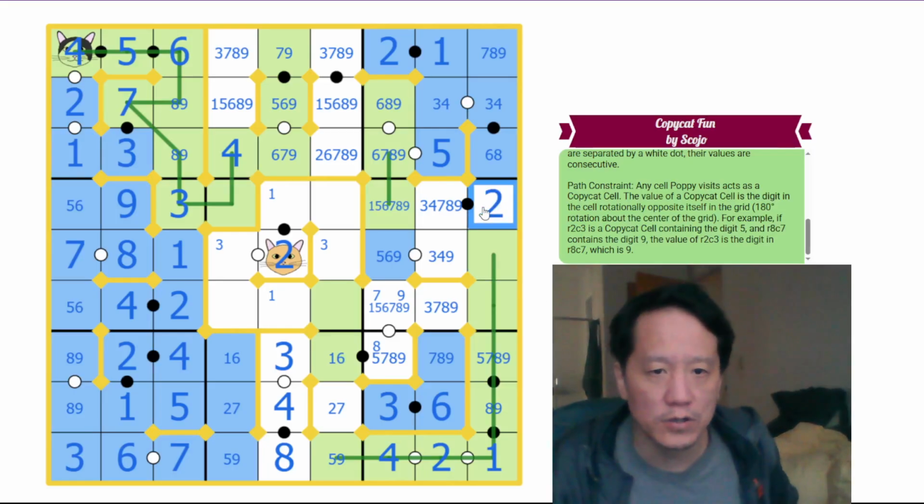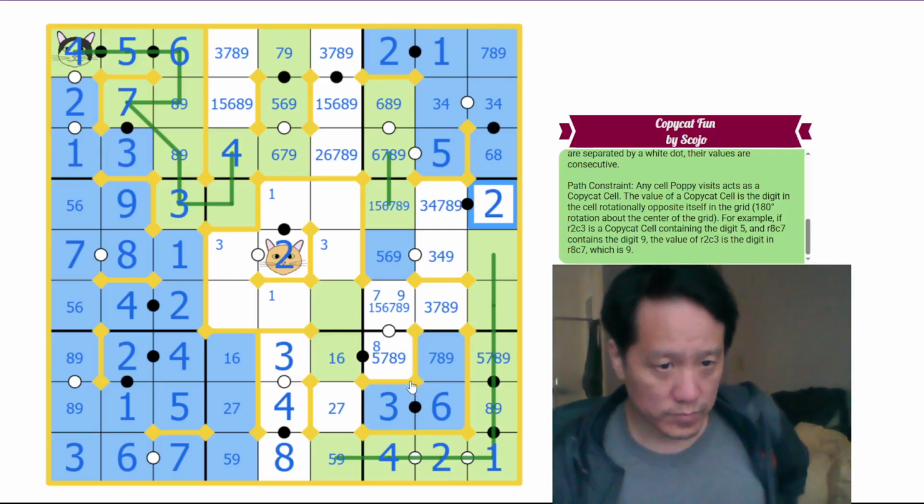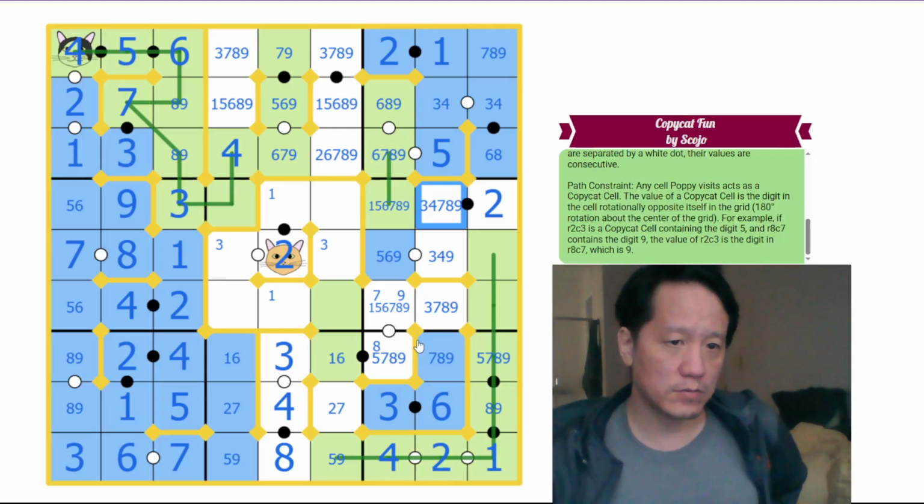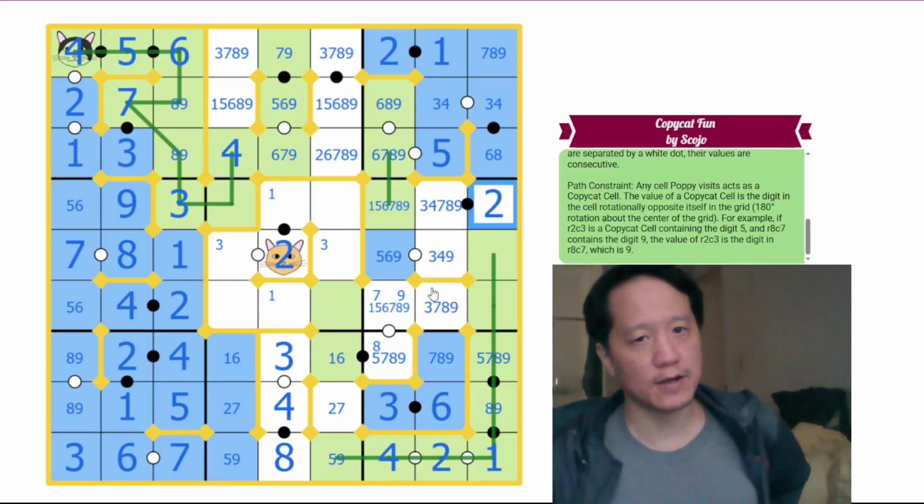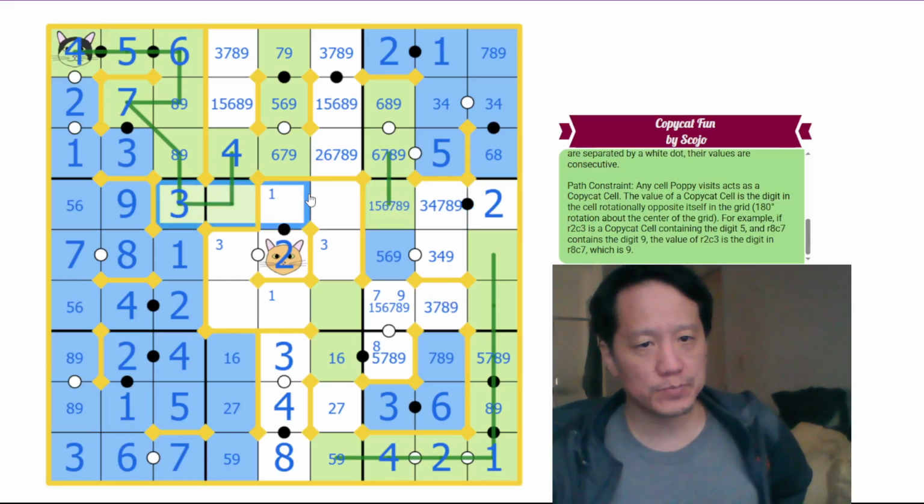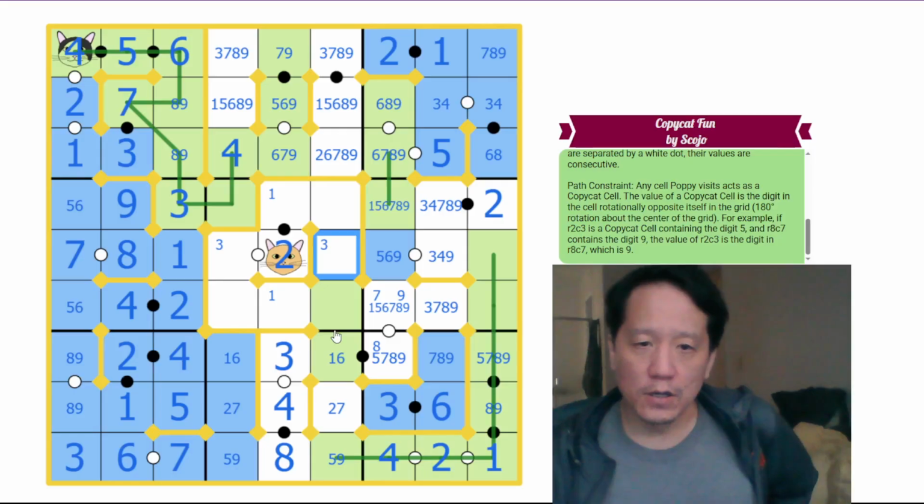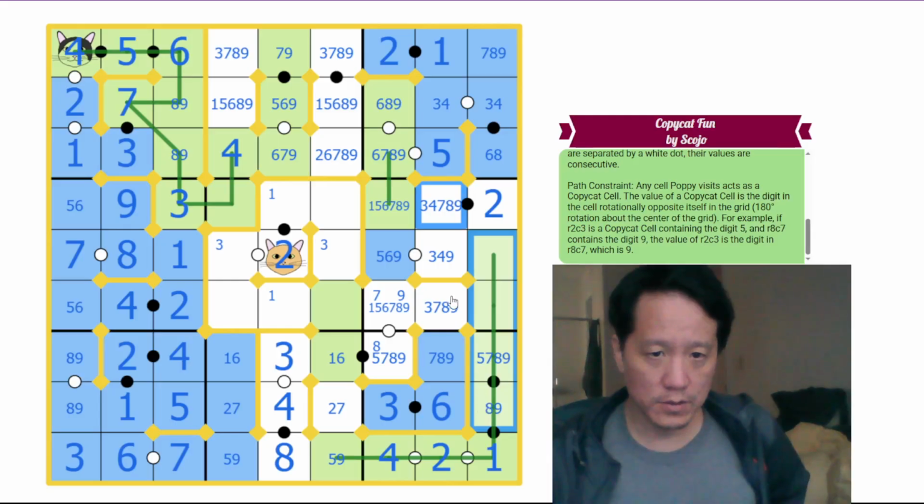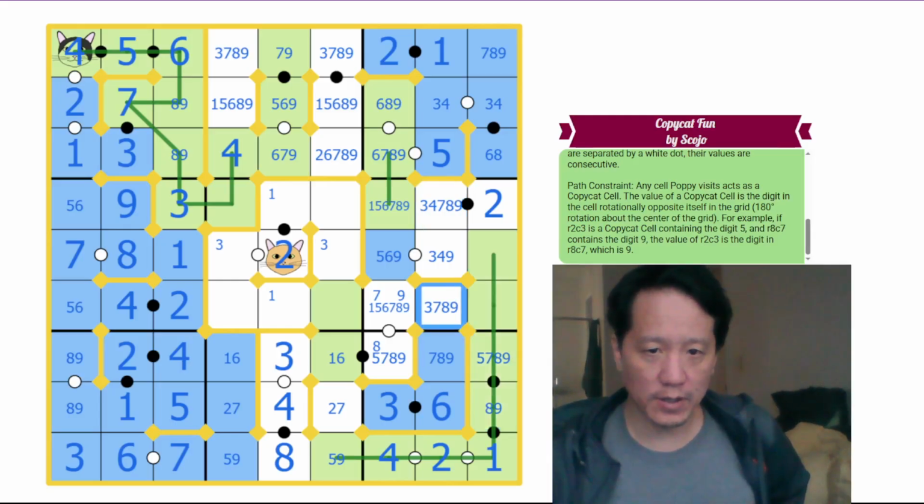We don't know. So if this is 2, it could be copycatted here. That works fine. So we don't have to have copycat there. So it must go through here, which means this cannot be copycat.